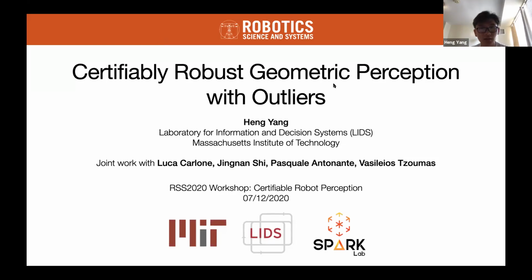The slide? Yes. Okay. So in this last talk, I'm going to particularly talk about the third point of TJ's strategies in dealing with robust estimation with outliers, which is convex relaxation. And I'm going to talk about certifiably robust geometric perception with outliers.